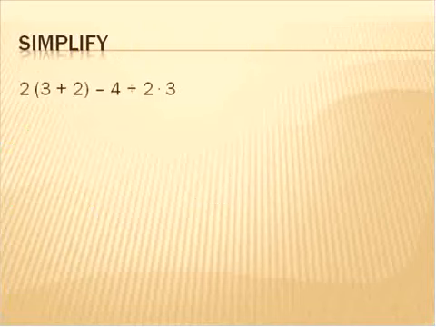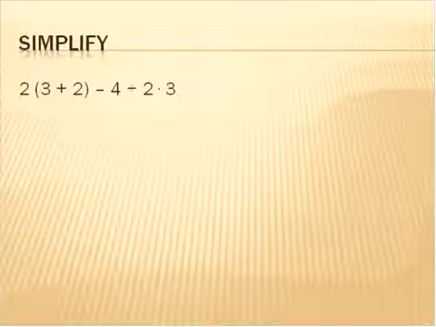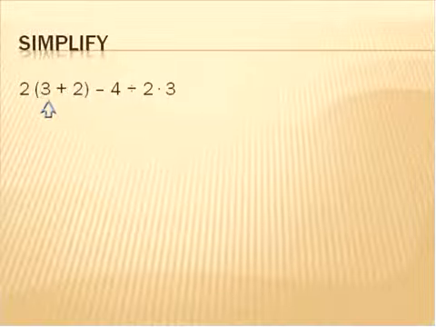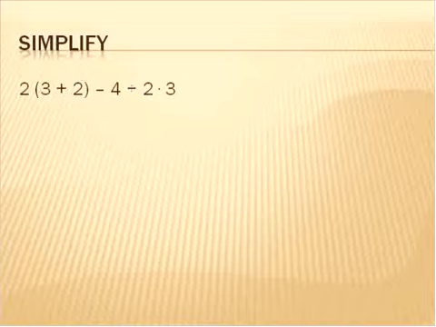Let's look at the next question I have here. This one I added some parentheses to, just to make it a little bit more fun. We don't like saying it's complicated, but we'll say it's a little bit more fun. Here we have 2, and then inside parentheses 3 plus 2, minus 4 divided by 2 times 3. That's a pretty complicated question, but if we break it down and do it step by step, it should be pretty straightforward.